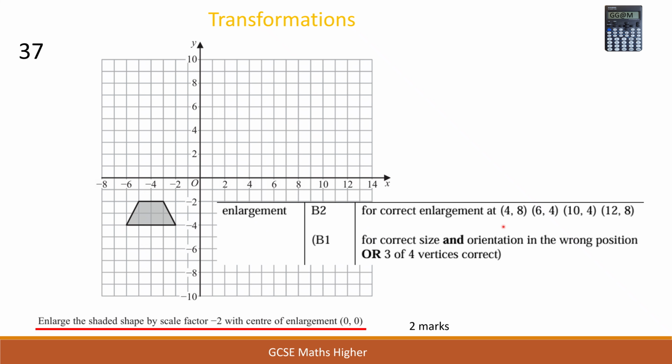The mark scheme says these are the coordinates that you're looking at. So we looked at the point, you can see the points that we've got here. So (4, 8), (6, 4), (10, 4) and (12, 4). B1 means no method needed. So just comment below, let me know whether you got your diagram correct and hopefully you know how to do these enlargements.